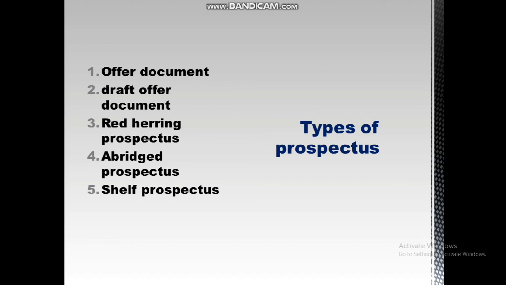There are 5 types. The first one is the offer document. It means a prospectus in case of a public issue or offer for sale, and a letter of offer in case of a rights issue, which is filed with the Registrar of Companies, that is ROC, and stock exchanges.